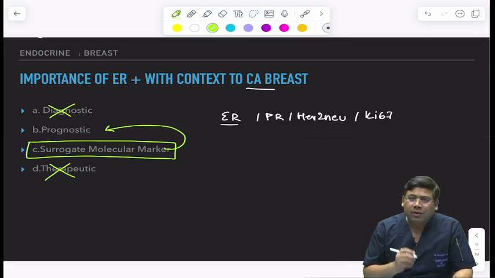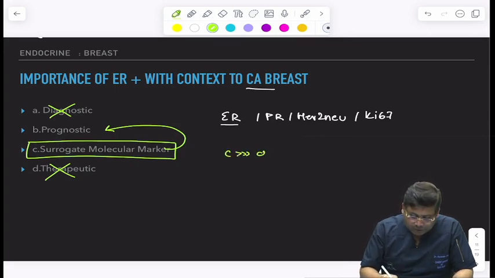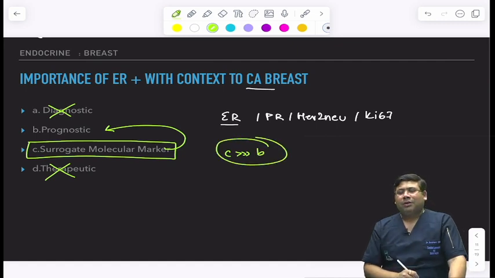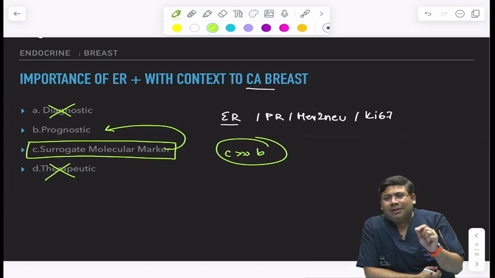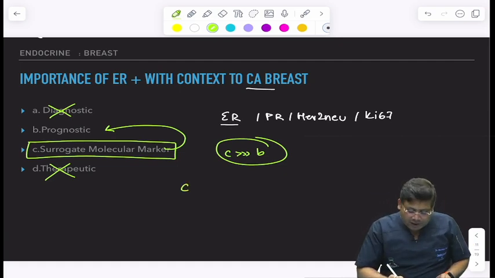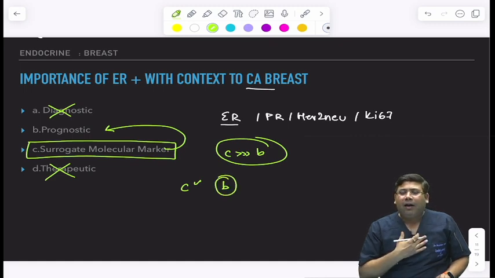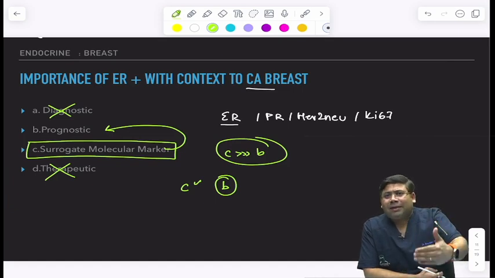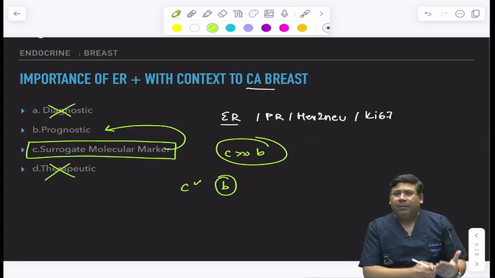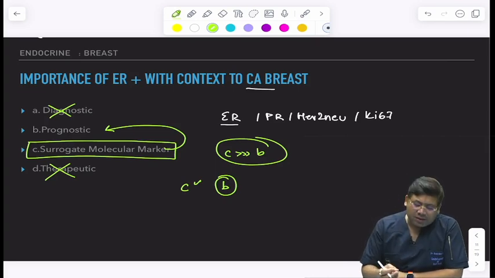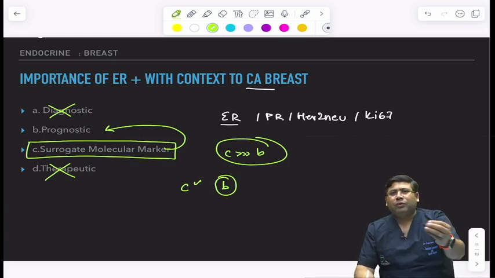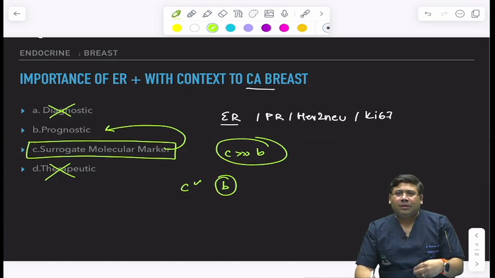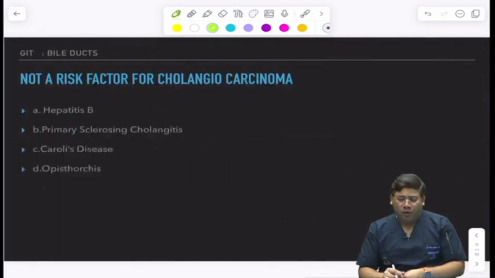So remember, if you see, option C is better than option B, why? Yes, it could be a prognostic factor, but not in a normal CA breast. In case of metastatic CA breast, where all the other factors have been nullified, then it is a significant prognostic factor. So yes, option C is also right, option B is also right. If I have to choose, I will choose option C. It's a surrogate molecular marker, and it is an indirect prognostic marker. Remember, in exams you always have questions where 2 options can be right and you have to choose the best. So this is the answer that I would have chosen, because yes, it's a surrogate molecular marker.